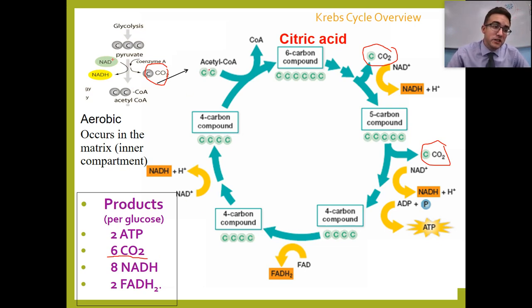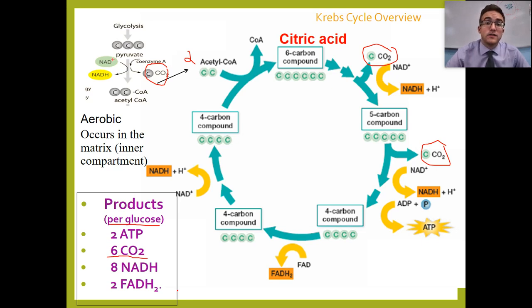Remember, we make 2 of these. Since we had 2 pyruvate, we actually make 2 acetyl-CoAs. That's why we say it's per glucose molecule. Per glucose molecule, we get 2 pyruvates, which means we get 2 acetyl-CoA. 1 acetyl-CoA will make 3 carbon dioxides, 4 NADs, 1 FAD, and 1 ATP. The other acetyl-CoA will make the same amount. So that's why we say per glucose, we get this many.